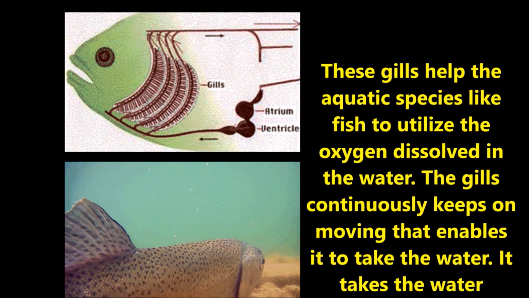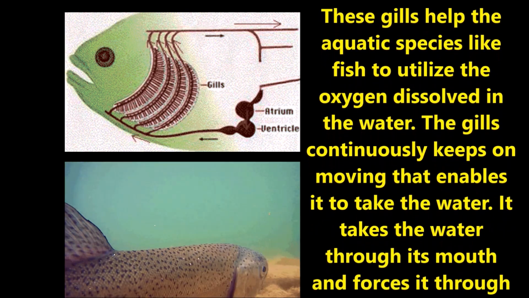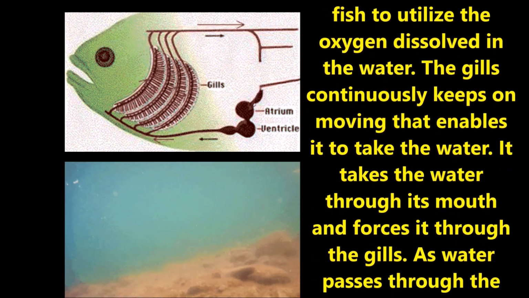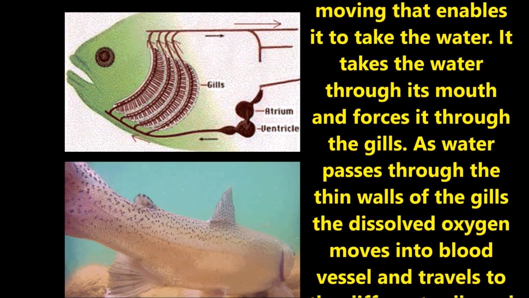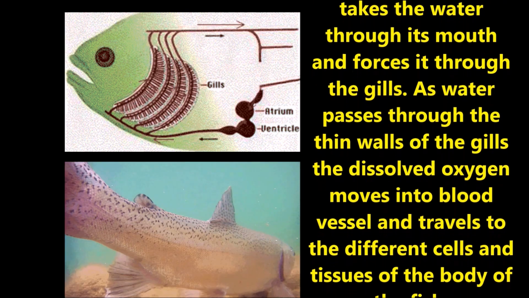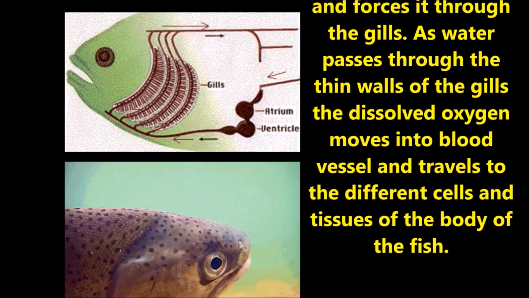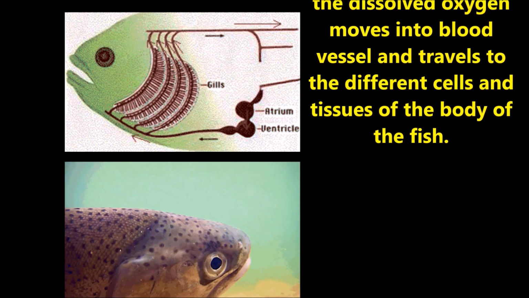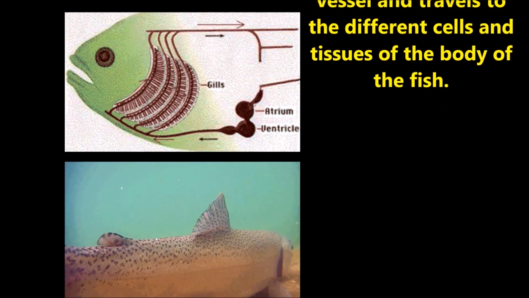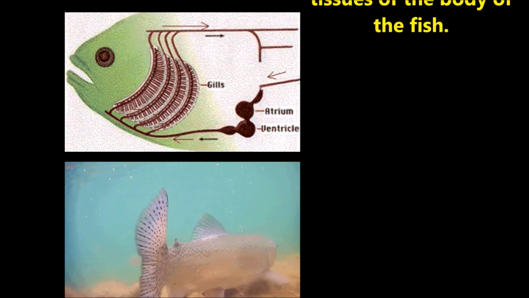The gills continuously keep on moving, which enables it to take in the water. It takes the water through its mouth and forces it through the gills. As the water passes through the thin walls of the gills, the dissolved oxygen moves into the blood vessels and travels to the different cells and tissues of the body of the fish.